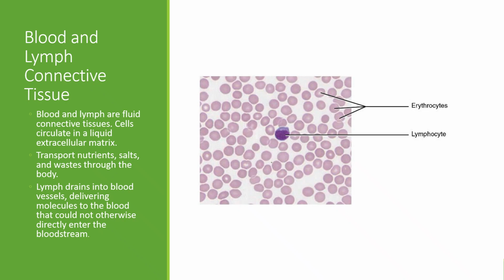So taking a look at this picture over on the right, the pale pink discs that you see are all the erythrocytes, or red blood cells. You see one great big white blood cell, the lymphocyte there, and all of the whitish gray stuff in the background, all of that is your plasma.